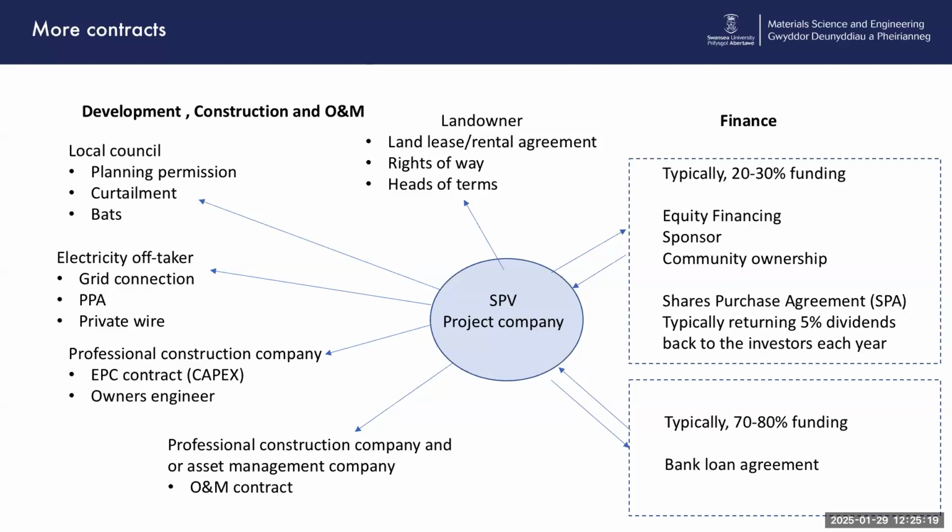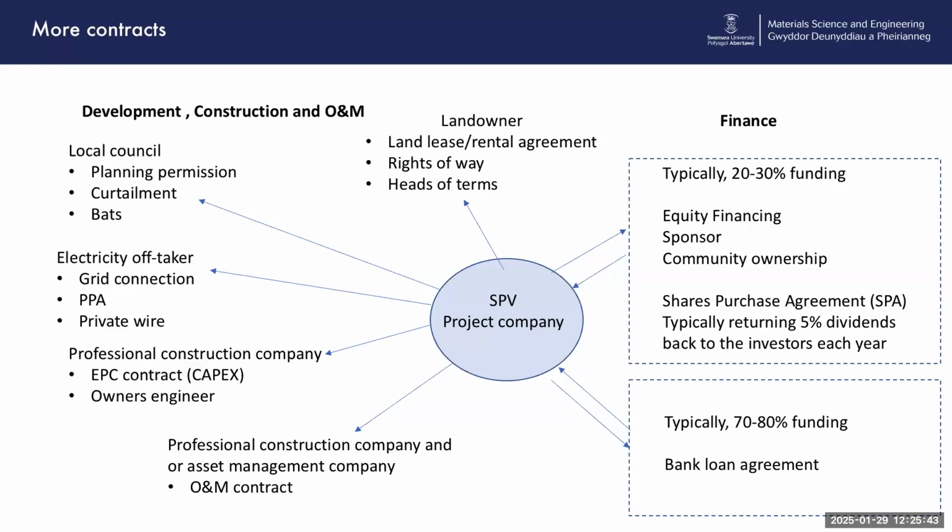You need a land lease with your landowner. You need to make sure you've got your rights of way sorted, the heads of terms contract. When it comes to actually selling the electricity, you need to make sure you've got a contract with your grid connection. So you need a grid connection offer or a private wire, which is a direct link between you and an off-taker, somebody who's buying your electricity.